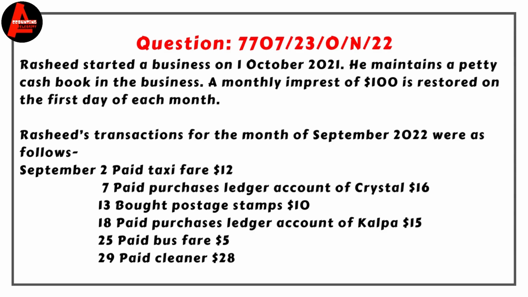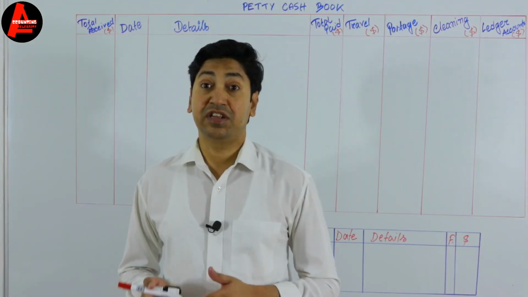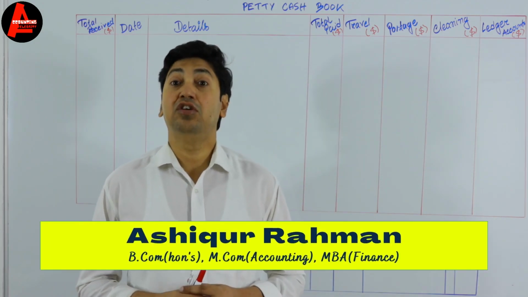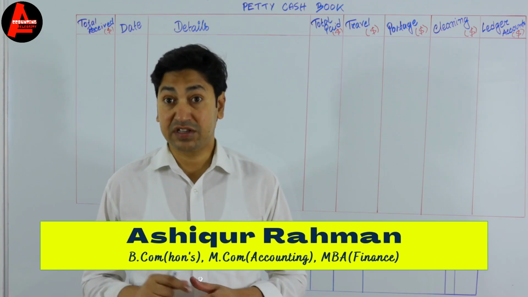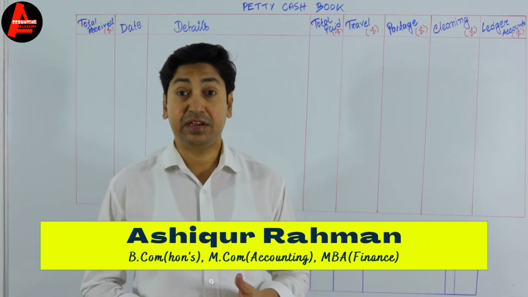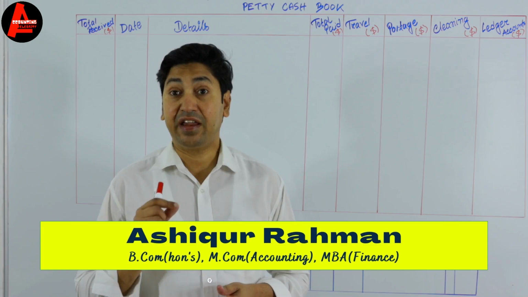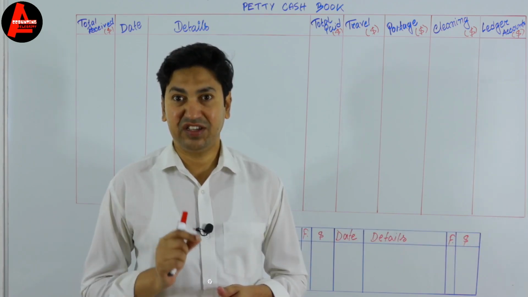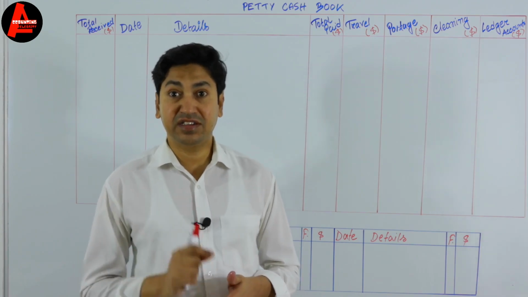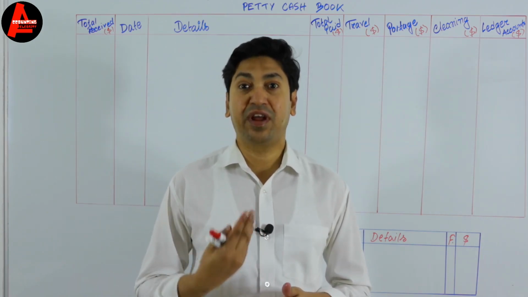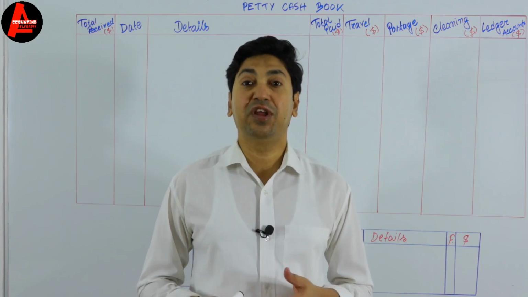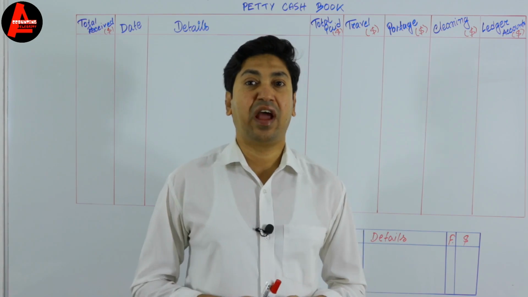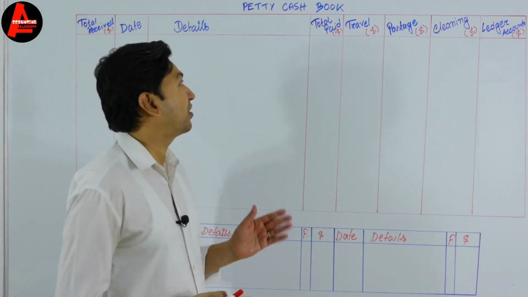So here you can see some transactions. Now we will record these transactions in the petty cash book format. It is written in the question that Rashid maintains a petty cash book and every month he restores $100. So this is the restored amount, the imprest amount. We will write this amount first of all. But before that, let us have a look at the format.